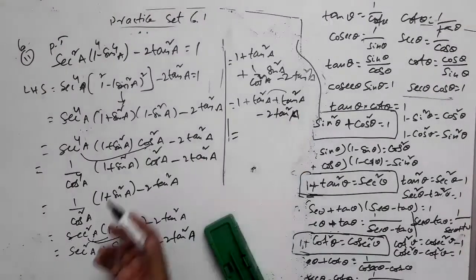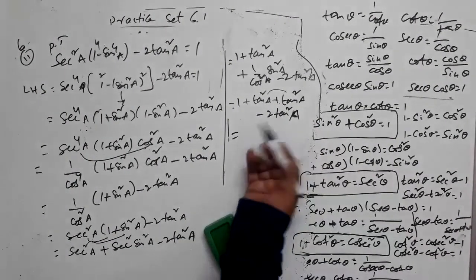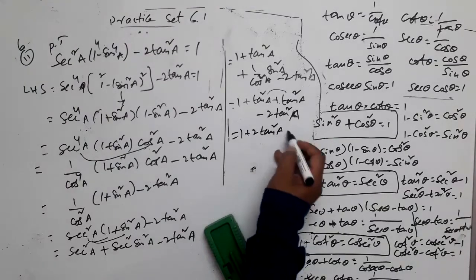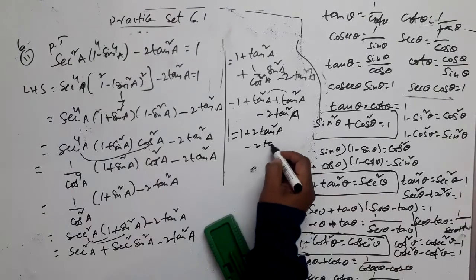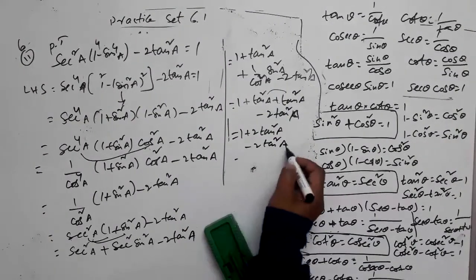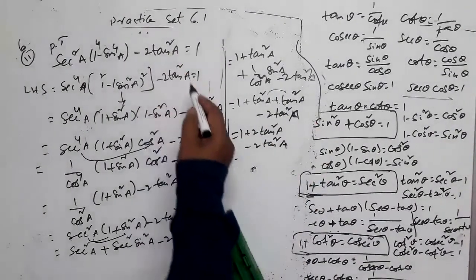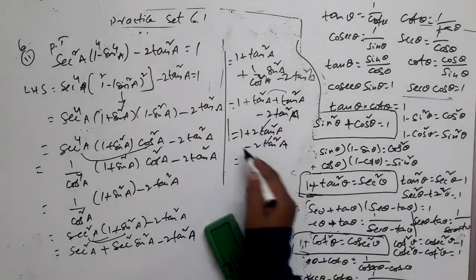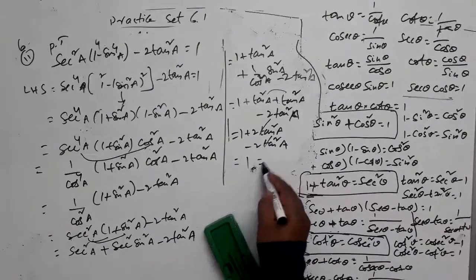Now, yes, you have got that. Tan square A plus tan square A, 2 times tan square A. That is 1 plus 2 times tan square A minus 2 times tan square A. So see, you can observe that the term as it is we have written, right? These two get cancelled. So this is our right hand side part, right?